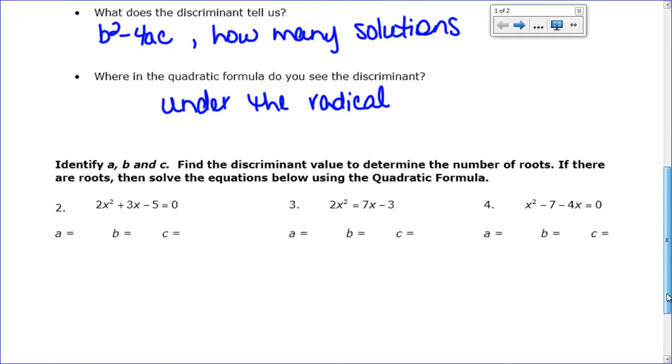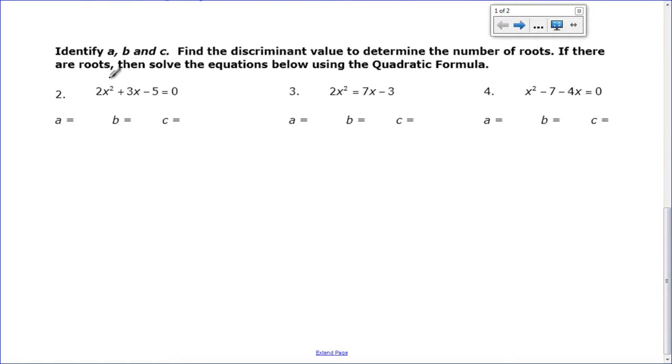So here are some examples. Numbers 2, 3, and 4 right here, they want us to identify a, b, and c. So the first thing we're going to do is find out what a, b, and c are. Now you cannot solve with the quadratic formula, or any quadratic for that matter, unless it is equal to 0. Number 2 here already equals 0, so that's a good thing. A is the number in front of x squared, so it's the 2. B is in front of the x, which is 3, and c is the other number, which is -5.